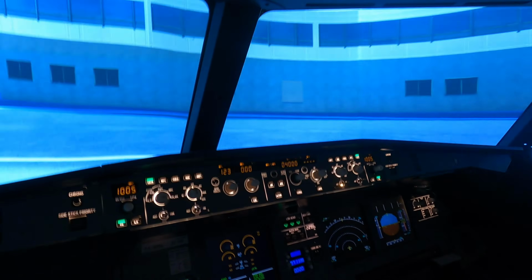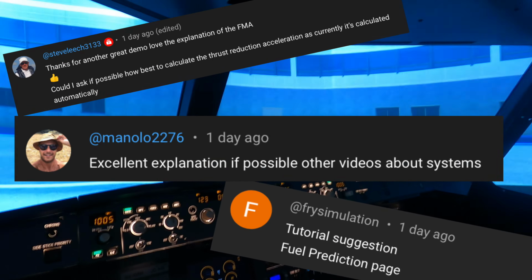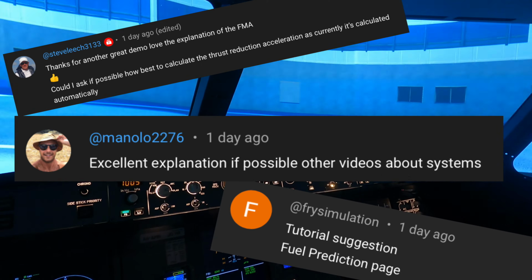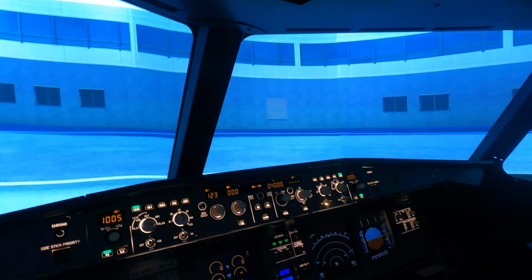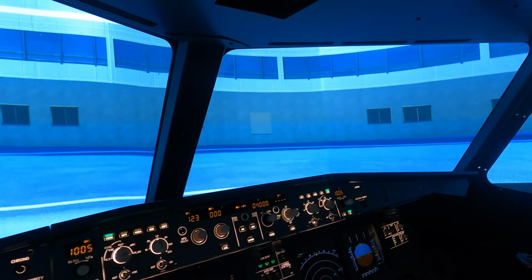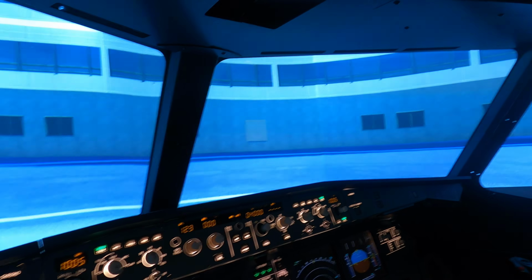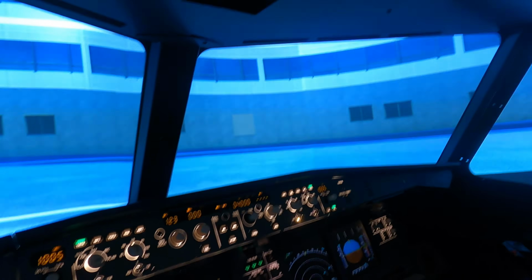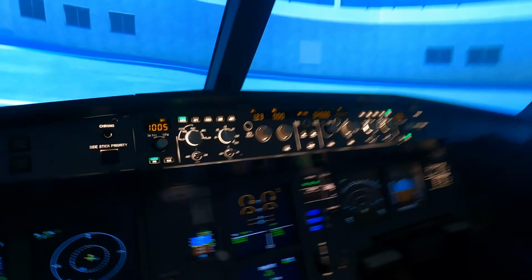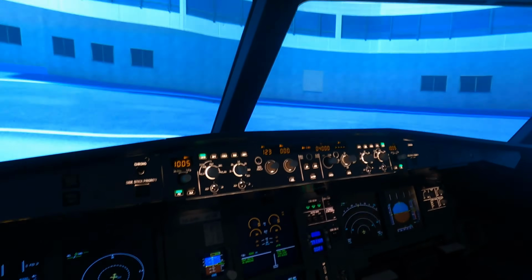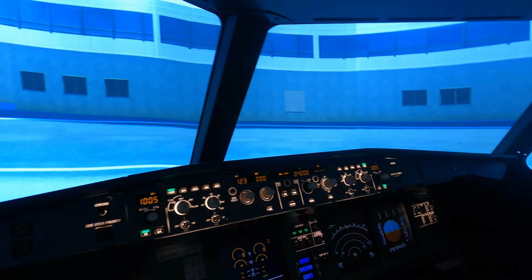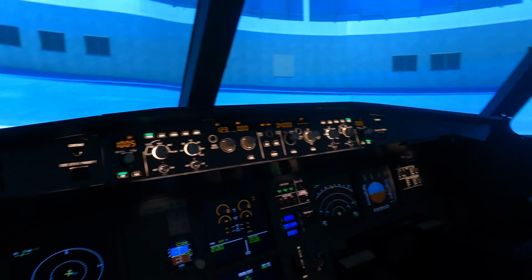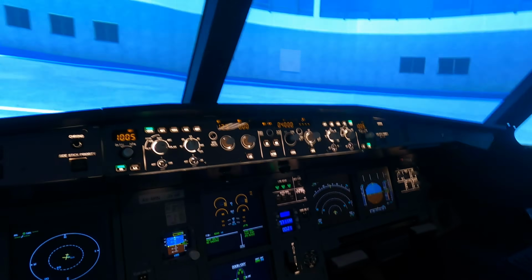So we got quite a few requests asking for more systems explanations on the A320, and I'm more than happy to do that. So here's going to be an explanation about the hydraulic system and the air conditioning system of the Airbus A320. Now keep in mind, my tutorials are not going to be like reading off a chart theoretical stuff. I want to show you how you can practically use this stuff in the cockpit.